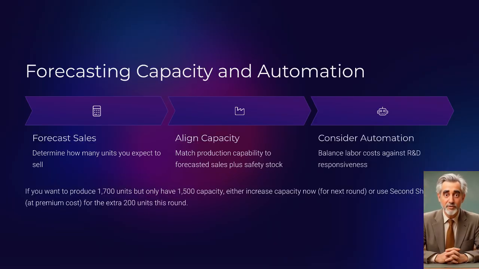Part 5, Forecasting Capacity and Automation. Forecasting isn't just about how many units to sell, it affects how many units you must be able to produce.